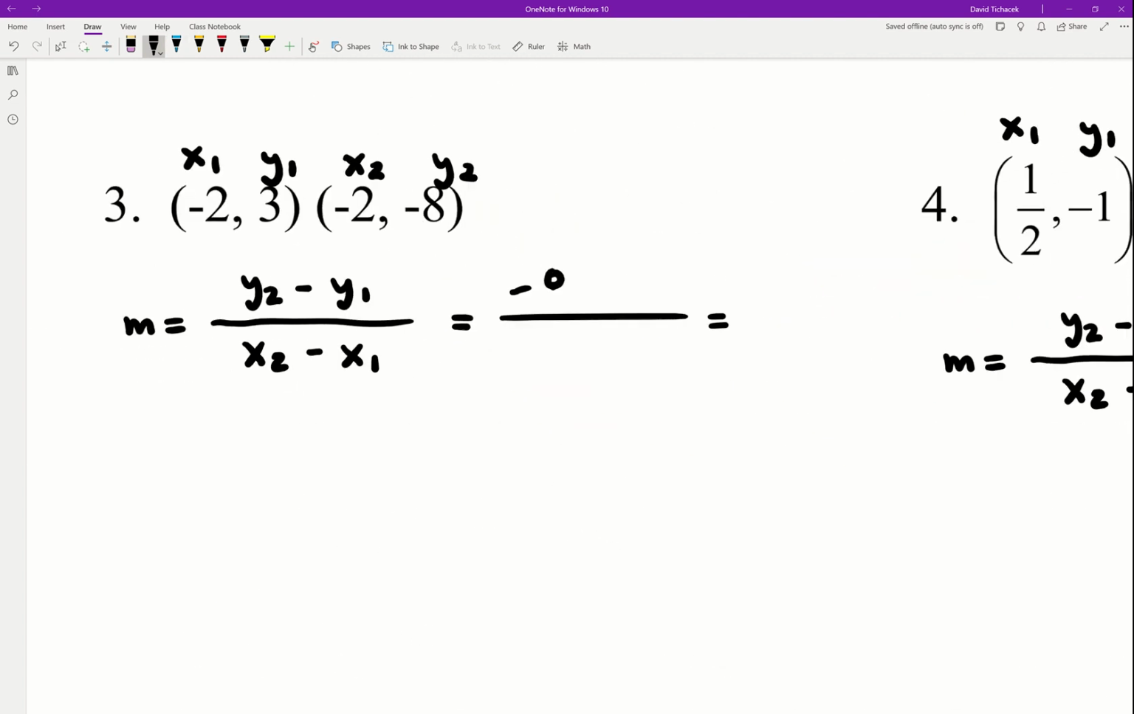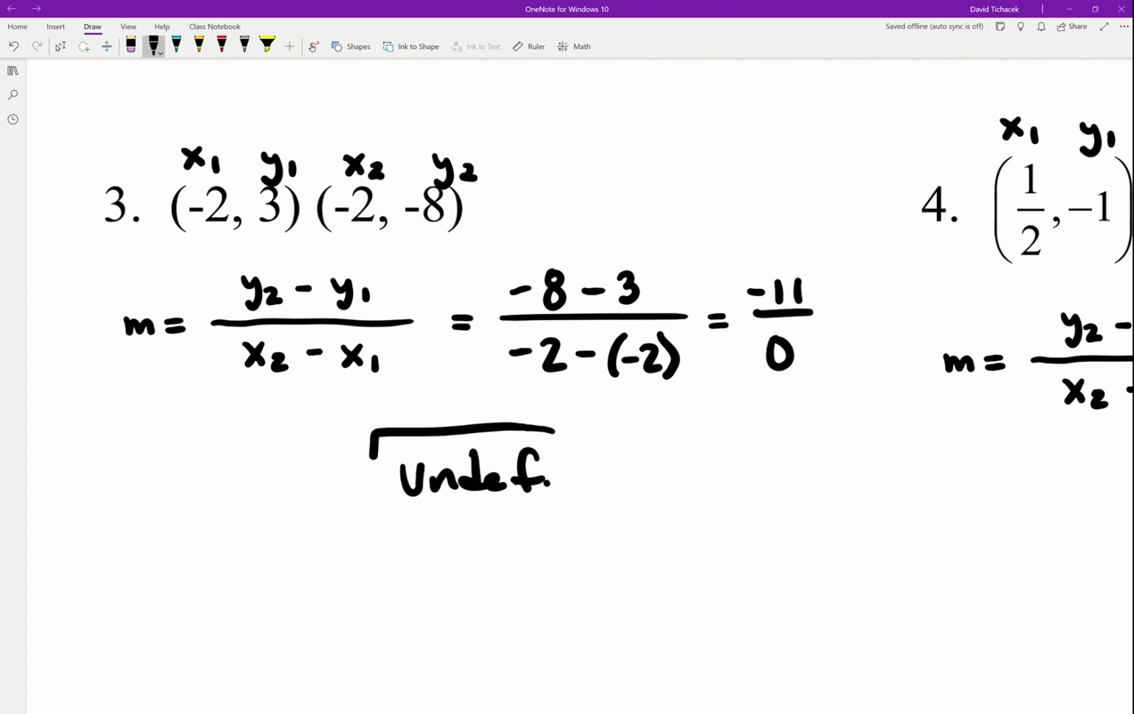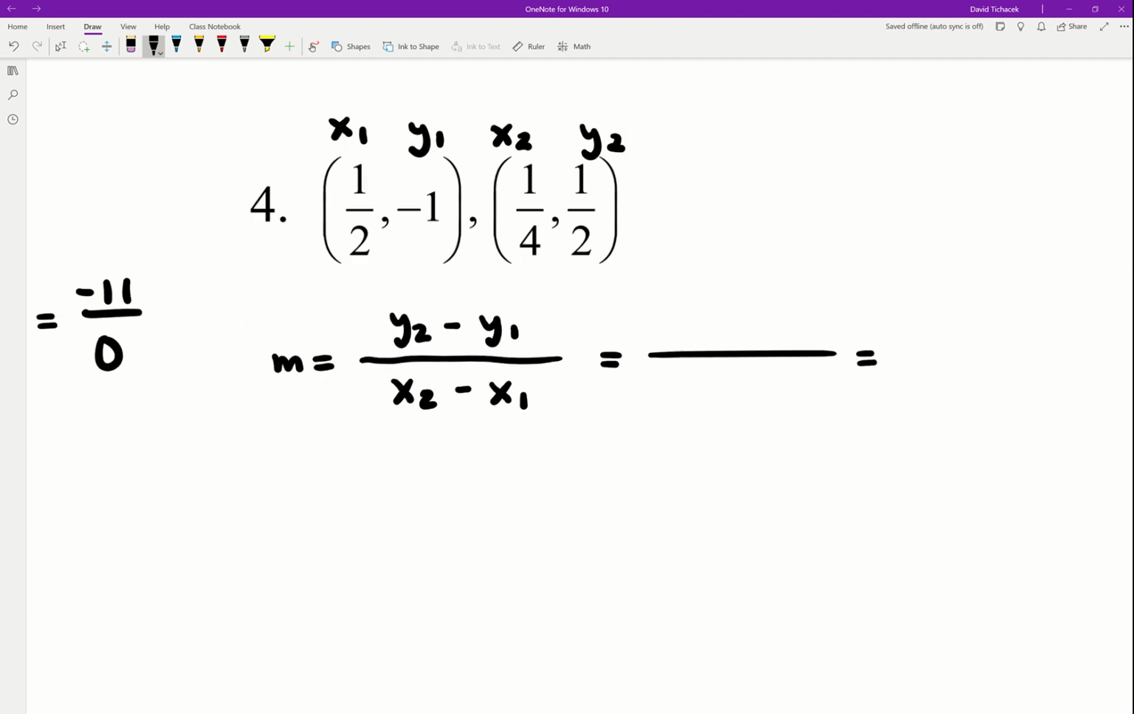So the second y is -8 minus the first y, which is +3. It's going to give you -11 on top. And then for the run, you calculate your second x minus your first x, and we see here that that ends up being 0. And here is that situation where we're saying -11 divided by 0, and we know that we can never divide by 0, so your slope is going to be undefined, which means, of course, that you're working with a vertical line, because all vertical lines have undefined slope.